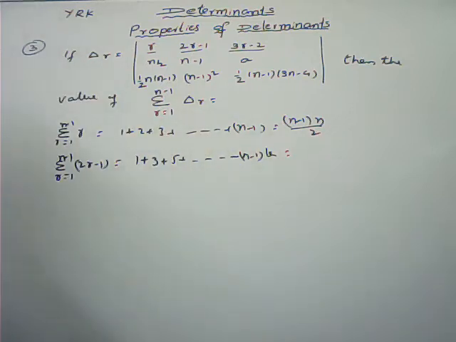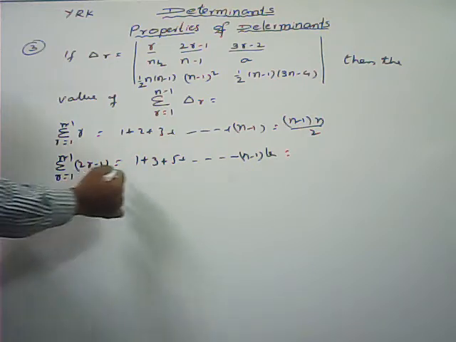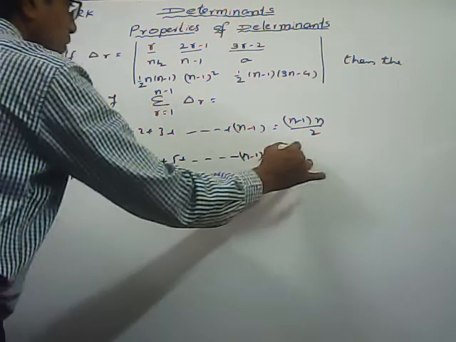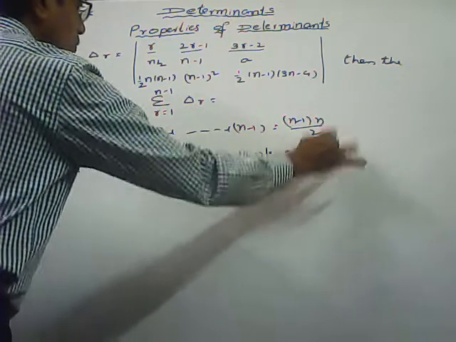Now, how do we get that one? Previously, we know that the sum of the first n odd natural numbers is n square. The sum of the first n minus 1 odd natural numbers, we can write directly as n minus 1 whole square.